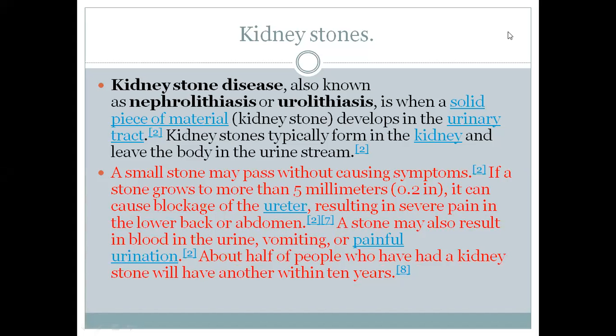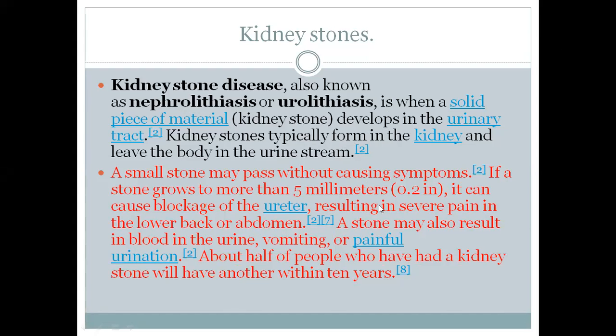Kidney stones. Kidney stone disease is also known as nephrolithiasis or urolithiasis. It occurs when a solid piece of material, a precipitation or deposit, develops inside the kidney or anywhere in the urinary tract. Kidney stones typically form in the kidney and leave the body through the urine stream.